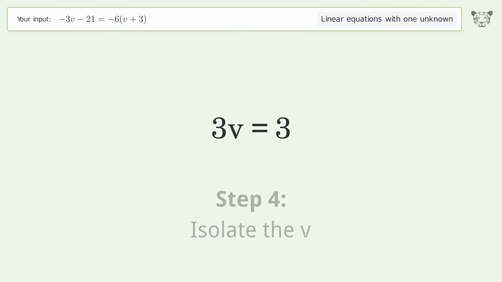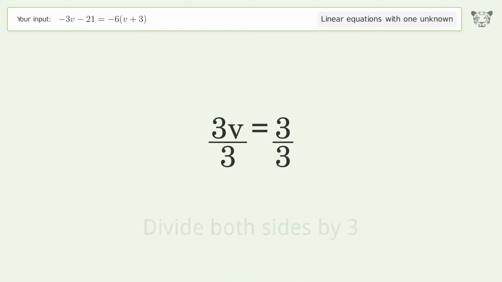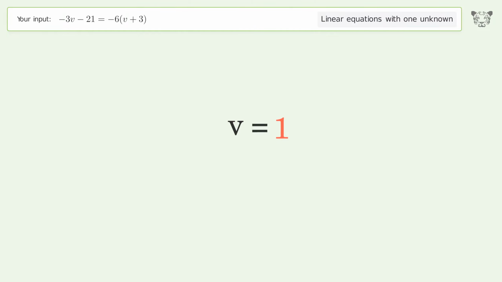Isolate the v. Divide both sides by 3. Simplify the fraction. And so the final result is v equals 1.